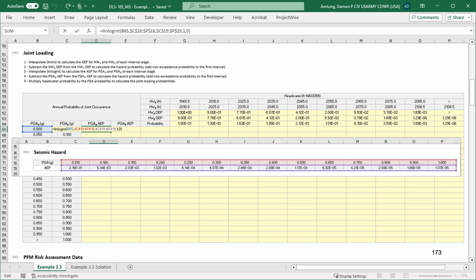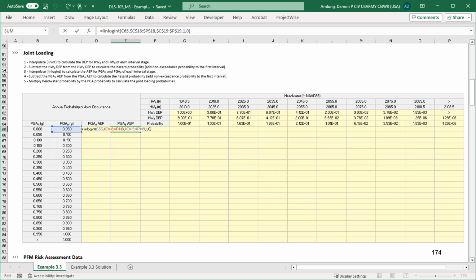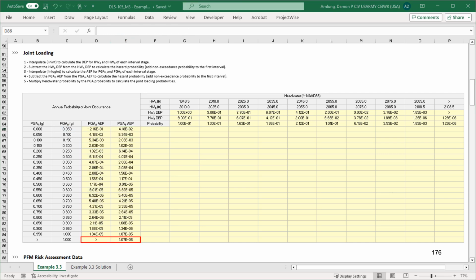Next, we will follow the same procedure for the seismic hazard, but we will use semi-log interpolation. Using ln log int, we interpolate the annual exceedance probability of PGA A. And again for the PGA B AEP. We can drag that formula down to complete all but the last row of the table. The last row is for the exceedance probability, which will be the AEP for a PGA of 1G.